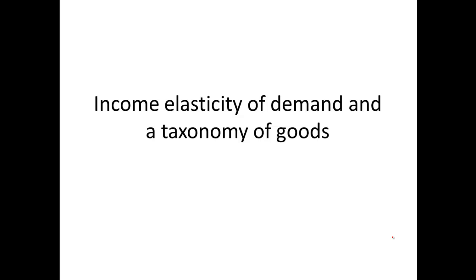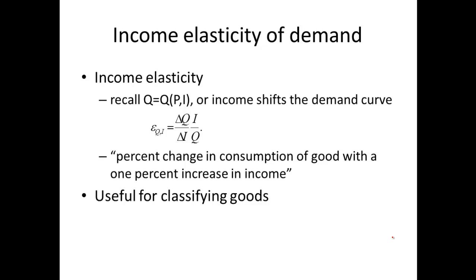Now I want to talk about the income elasticity of demand, and this gives rise to a way of breaking down goods, or a taxonomy of goods. First, a definition. The income elasticity of demand is analogous to the price elasticity, but it's the change in Q over change in income times income over Q. Conceptually, it's the percent change in the consumption of a good with a 1% increase in income. And it's useful for classifying goods in ways that you'll see in a minute.